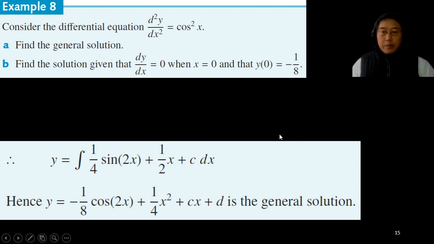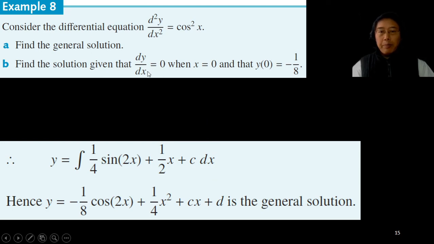Then we anti-differentiate that derivative, so that is the expression. Sine of 2x, the antiderivative is negative 1 over 2 cos of 2x. That'll give you this first term. Here it's a half x, so that's a half of x squared. That gives you a quarter of x squared. C is cx, and you have a plus d. So this is your function y. Okay? And that is the general solution.